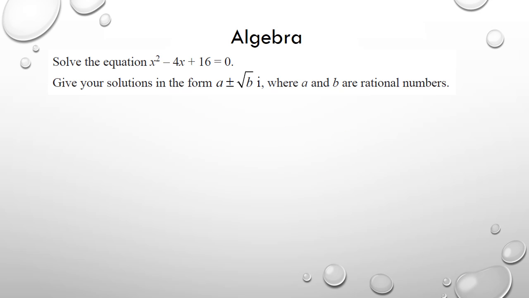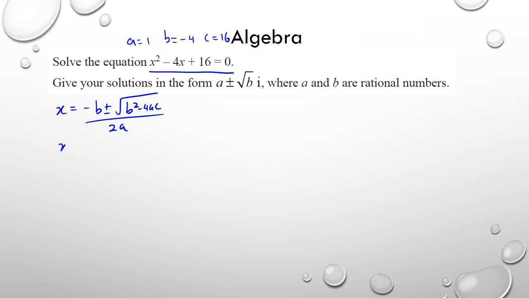All right guys, so with this question we have a quadratic where a equals 1, b equals minus 4, and c equals 16. Because we're asked to find the solutions for x, we're going to use the quadratic formula. Substituting all my values, I've got negative b, which is negative times negative 4, plus or minus the square root of negative 4 squared, minus 4 times 1 times 16. The whole thing is divided by 2 times 1, which is 2.